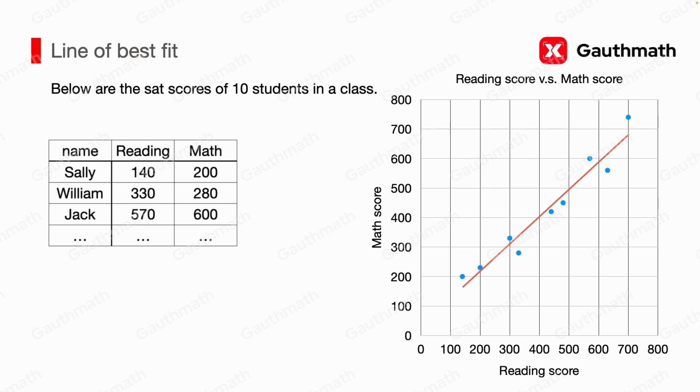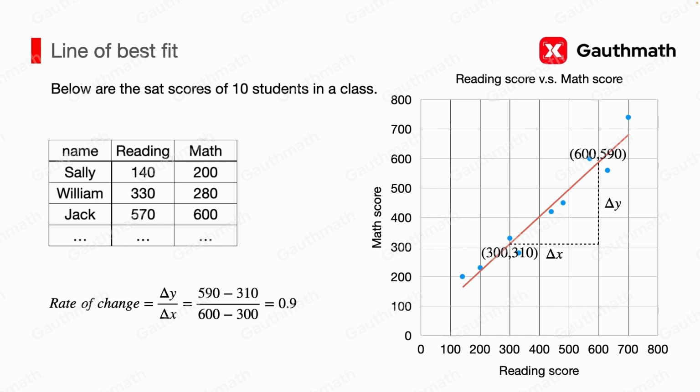We can also approximate the relationship between variables x and y by calculating the rate of change, which is equal to the slope of the best fit line. In our scatter plot here, we can choose 2 given points and use the slope formula, rise over run, or change in y divided by change in x. We find the slope of the best fit line to be 0.9. That means for every increase of reading score, we estimate the math score will increase by 0.9 on average.